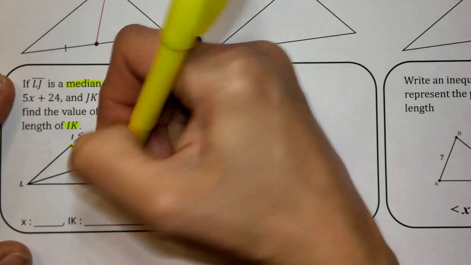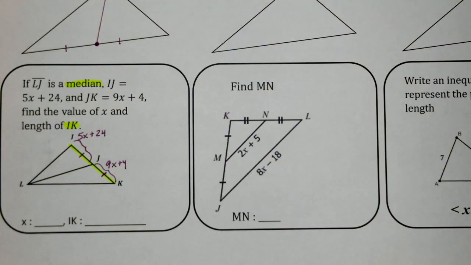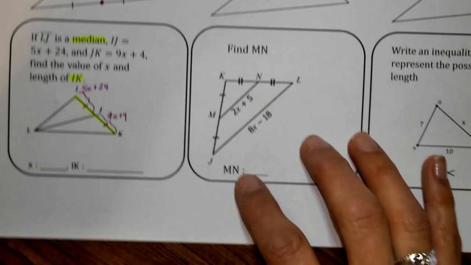IK is the whole thing. We can't just substitute in and move on. Can't just solve for x and move on. We have to substitute in for 1 and double it. Okay? So we do have our two parts. So we have a part equals part.